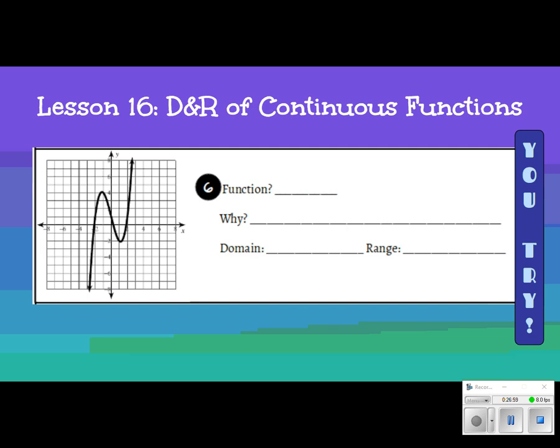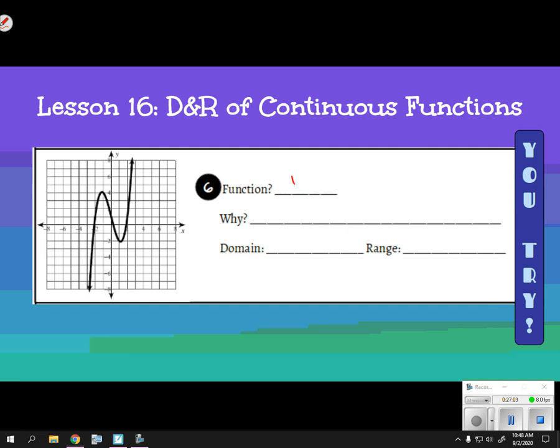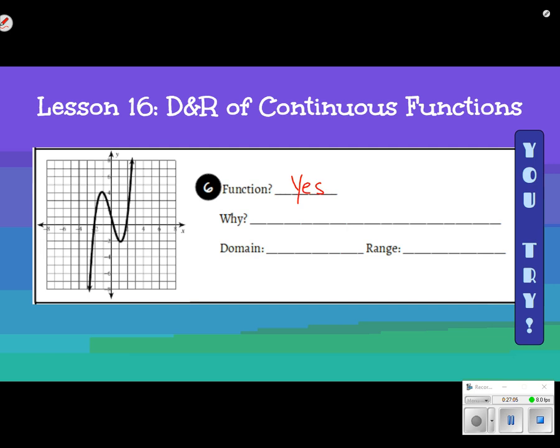All right, so hopefully you're back. Is this a function? Yes, it is a function. It passes the vertical line test. Crosses once, crosses once, crosses once. It's getting really steep on the ends, but it's still going to cross just one time. We're going to talk about this one tomorrow. This is one of ours in our function families. And so yes, it is a function because it passes the vertical line test.